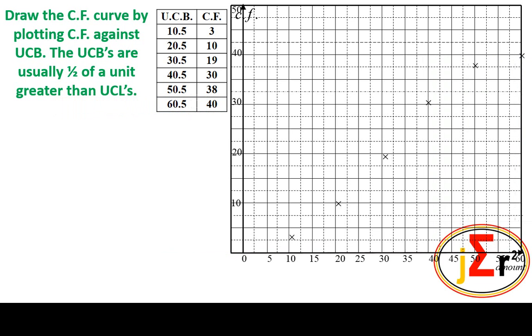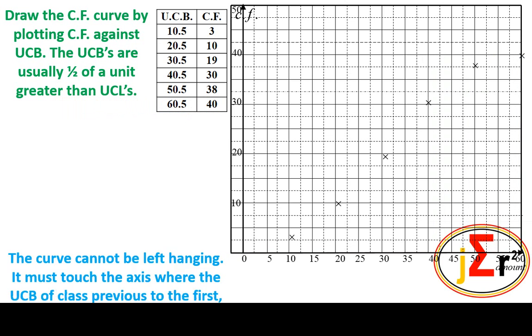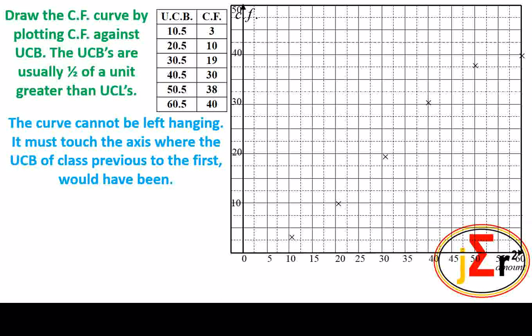Finally, we will construct our curve, or just draw the curve. We imagine, however, the curve cannot be left hanging. What do we mean when we say that the curve cannot be left hanging? If the curve is drawn like this, by making use of these points, the curve will be right here and not on the lowest level. So it cannot be, so to speak, off the ground. Therefore, we need to include a point that touches the horizontal axis.